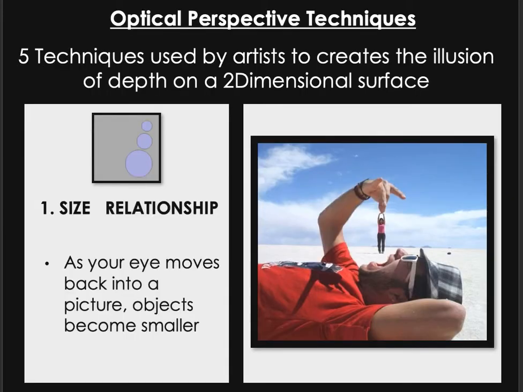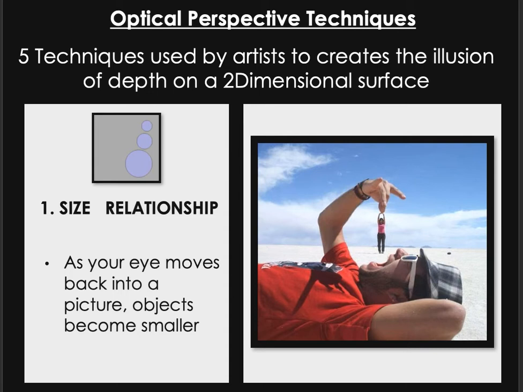And when we're working with two dimensions, artists use optical techniques. Think of the eye. They're working with these techniques, and there's five of them, and they use them to create this illusion, this look of depth on a flat surface. And the first one of those is known as size relationships.